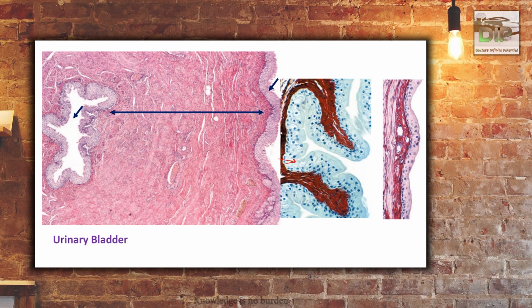These are the two histological diagrams showing the different functional aspects of the urinary bladder. When the urinary bladder is empty, you can see that the mucosal layer is very much folded and the thickness is also much greater. But when it is full, the mucosal epithelium stretches and becomes very thin.